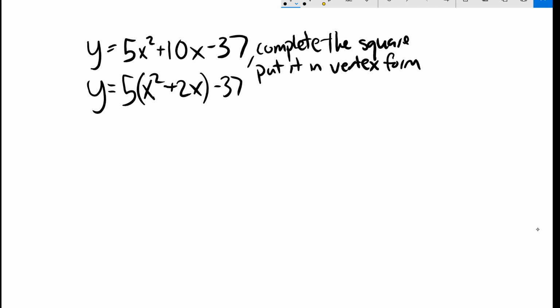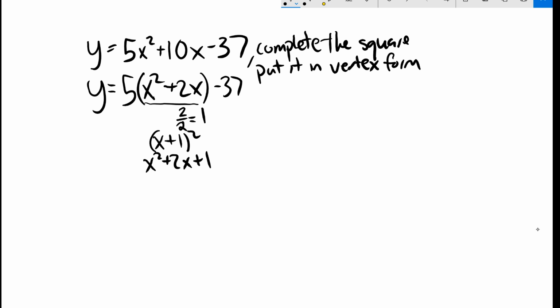all I need to do is figure out what square gives me x squared plus 2x. And the way we do that is, you always divide the b term by 2, and you get 1. And then x plus 1 squared is your square that gives you x squared plus 2x. In fact, it gives you x squared plus 2x plus 1.